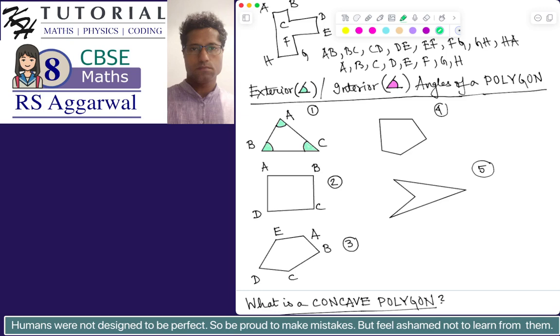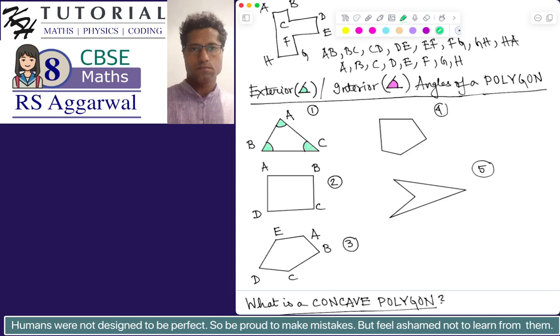So as I have already said, the minimum number of sides a polygon can have is 3, which is a triangle. A polygon having 3 sides is a triangle, a polygon having 4 sides is a quadrilateral, a polygon having 5 sides is a pentagon, a polygon having 6 sides is a hexagon, a polygon having 7 sides I guess is a heptagon, a polygon having 8 sides is an octagon, a polygon having 9 sides is a nonagon, and a polygon having 10 sides is a decagon.